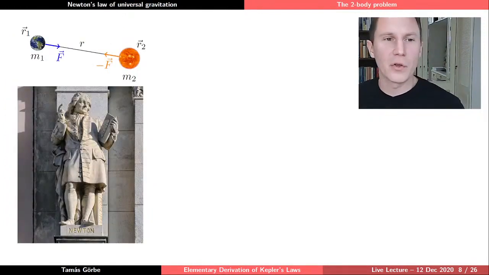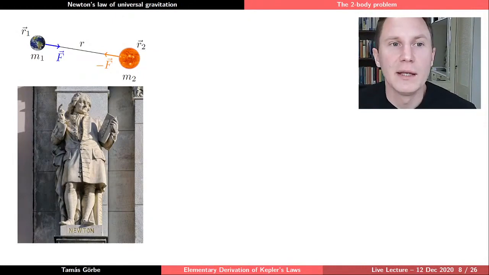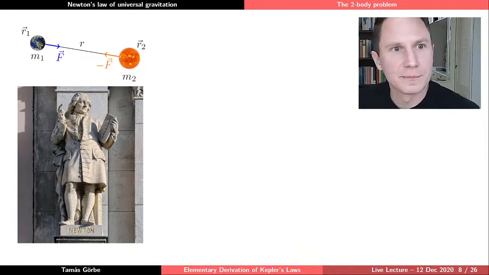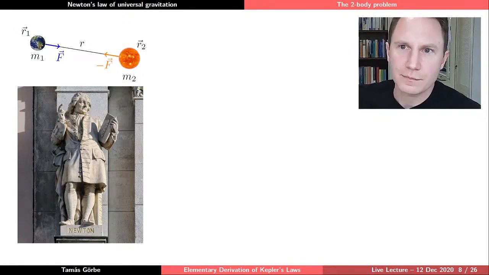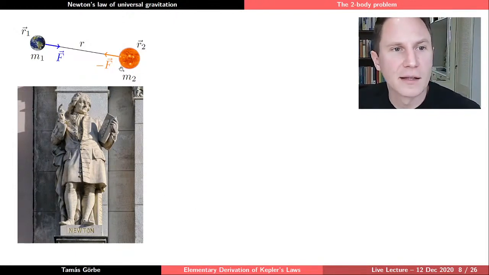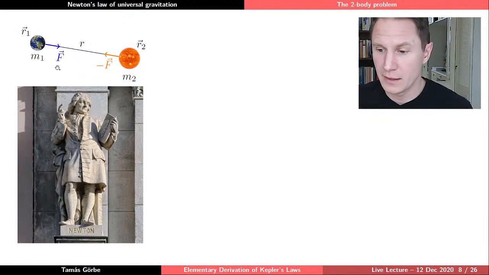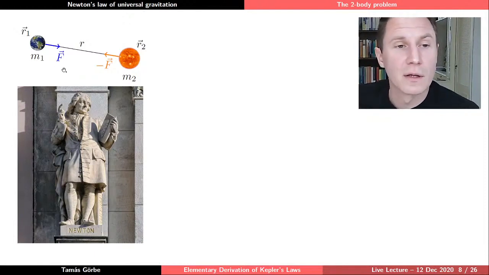Let me move on to the two-body problem. Because Kepler's laws talk about a planet orbiting the sun, I will start with the two-body problem, where we imagine the Earth and the sun gravitationally attracting each other with the same magnitude of force, but pointing in opposite directions.